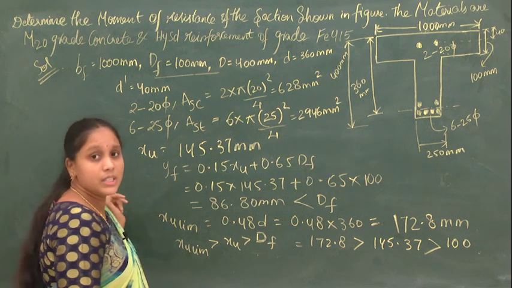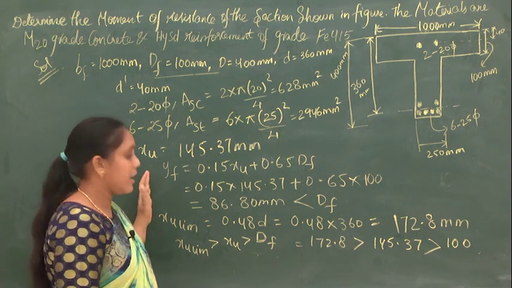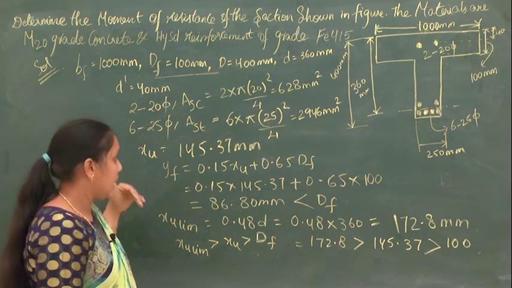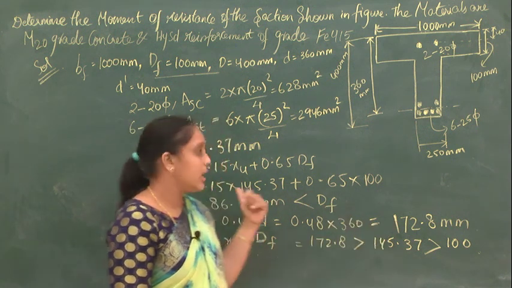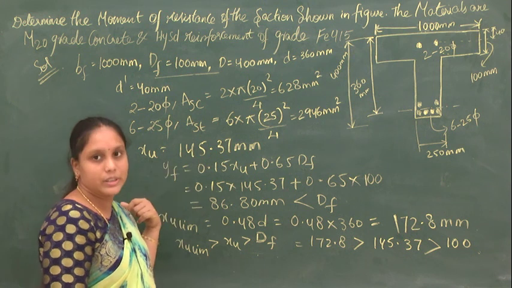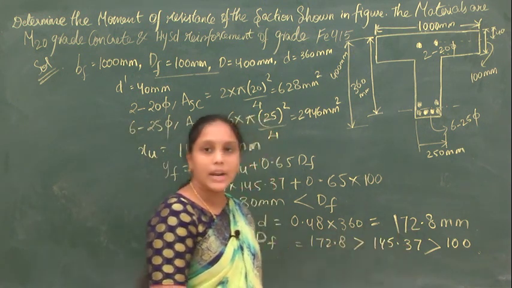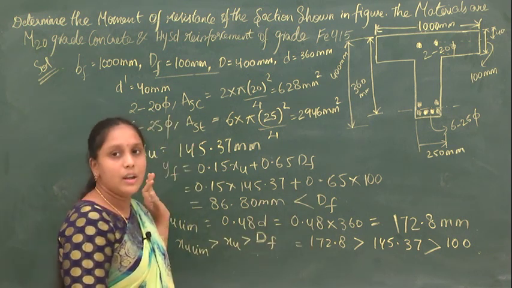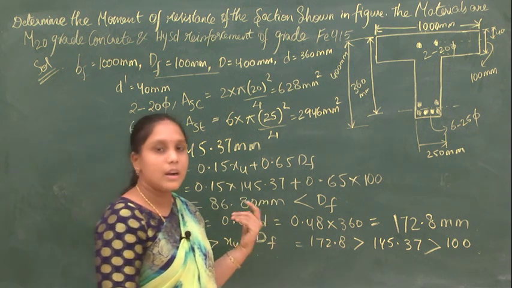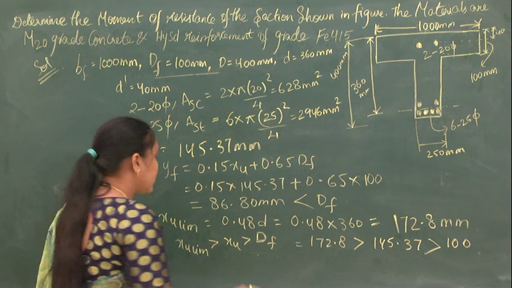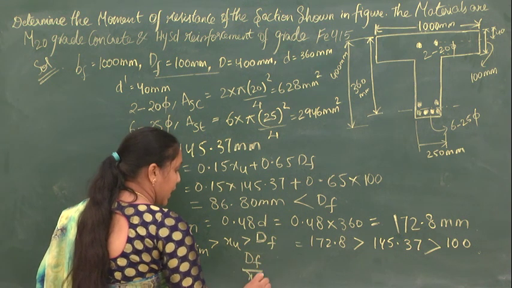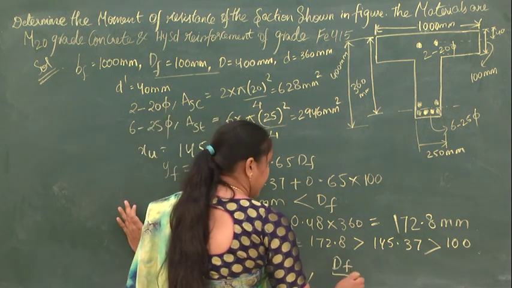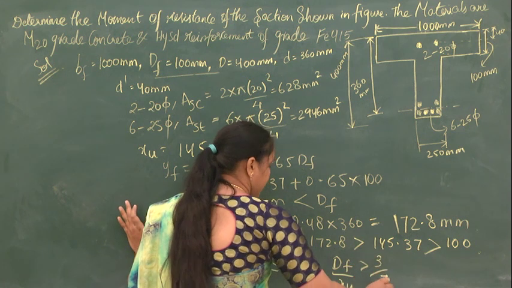Now what type of section is it? It is an under reinforced section. Why is it an under reinforced section? Because XU is less than XU limit. XU is 145.37 mm and XU limit is 172.8 mm. That is, XU is less than XU limit. So it is an under reinforced section. In an under reinforced section we have two more cases. What are the two cases? DF by XU less than or equal to 3/7 and DF by XU greater than 3/7.